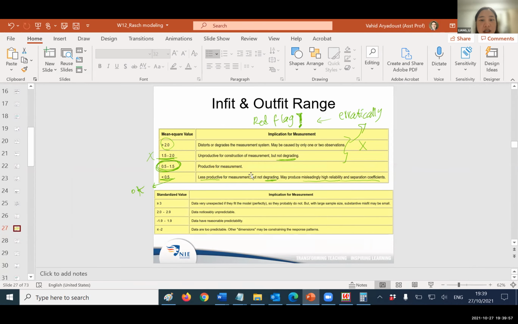What about the ZSTD? I didn't want to go through them, but the acceptable range is between -2 and +2. But nowadays, not many people refer to them because they get inflated easily because of the sample size. If you have a large sample or a small sample, they can get inflated very easily. So they cannot be very reliable. The easiest and best ones are these, so you can stick with the infit and outfit range.